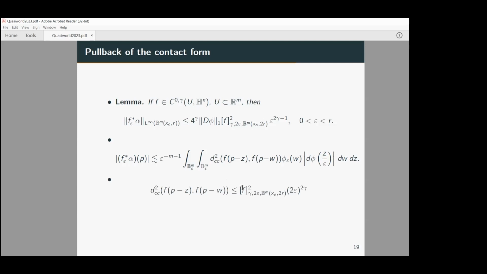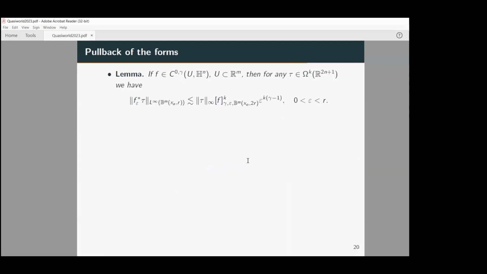Because the distance between P minus Z and P minus W is at most 2 epsilon, when you plug it here, you get this estimate. So we have this estimate for any k-form, which is bad because it blows up when epsilon goes to 0. And we have this good estimate when we have a contact form.